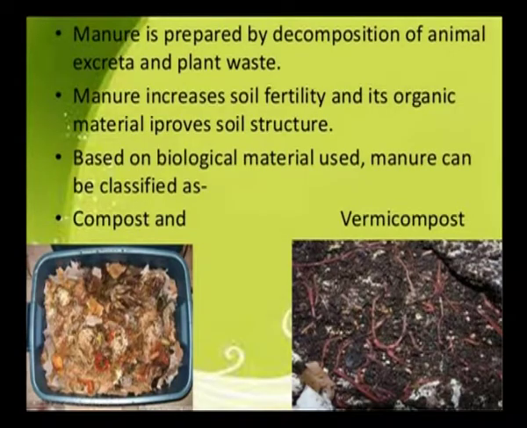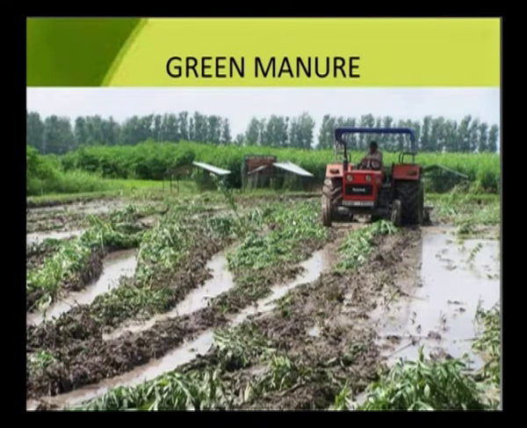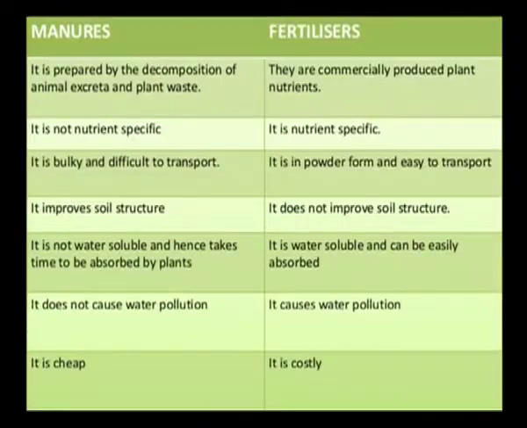Manure is actually prepared by decomposition of animal excreta and plant waste. Manure increases soil fertility and its organic material improves soil structure. Based on biological materials used, manures can be classified as compost and vermicompost. You have green manure that is economically friendly as well as ecologically friendly. It does not use harmful pesticides that are going to affect the quality of the soil.